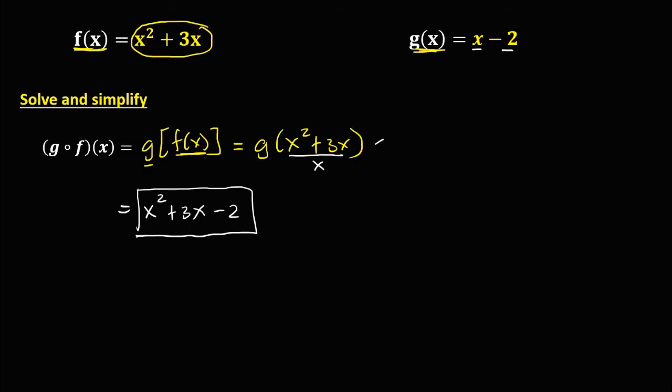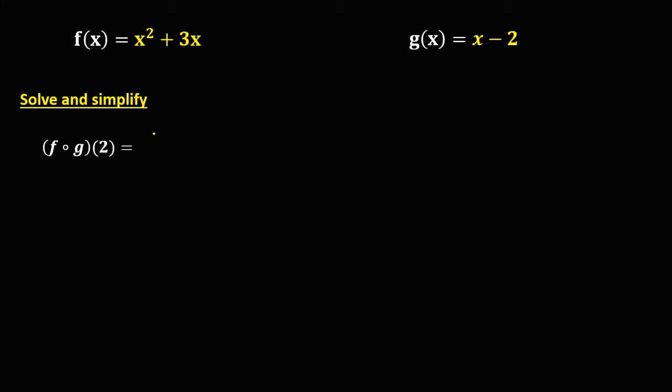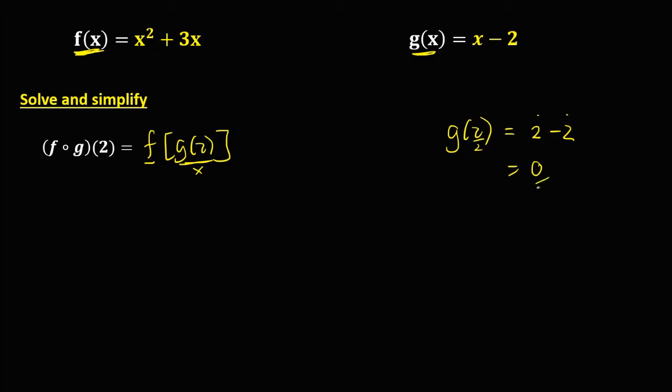Then for this given, we can rewrite this one as f of g of 2. Since f of g of 2, from f of x, x is equal to g of 2. So we need to solve first this g of 2. And g of 2 from g of x, but x is equal to 2. So that's 2 minus 2. And 2 minus 2 is equal to 0. So therefore, this g of 2 is equal to 0. So we can rewrite this one now as f of 0.